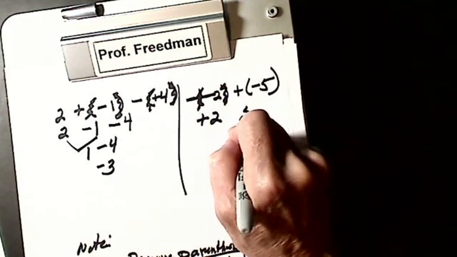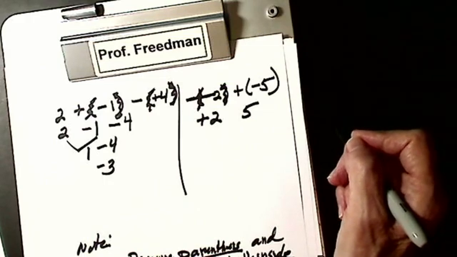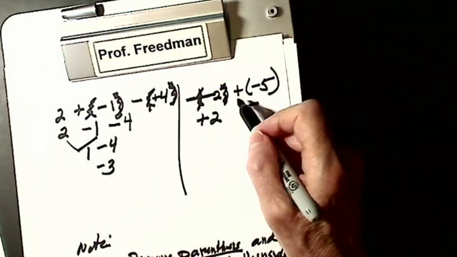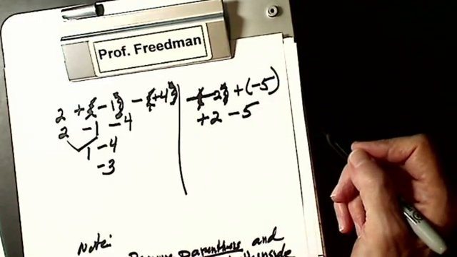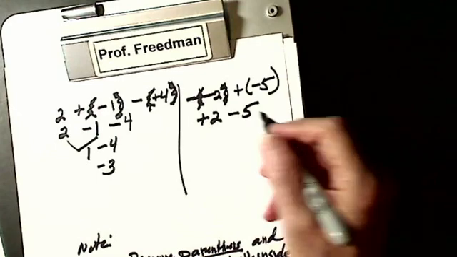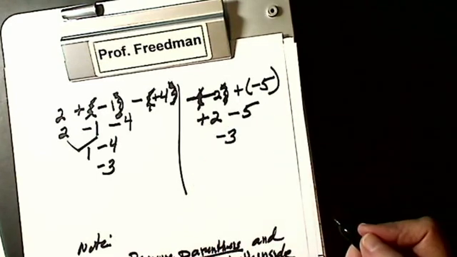I'm going to have a 5. Plus says keep, minus says change. This plus says keep, so I keep negative 5. Then I just do my thing. Subtract, take the sign of the larger. I have negative 3.